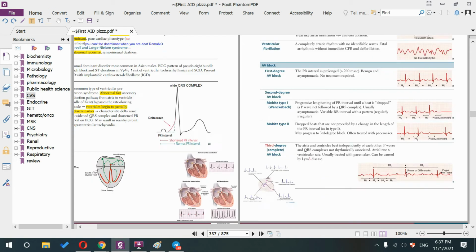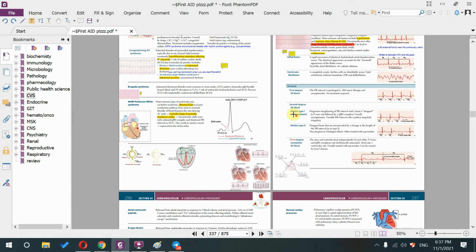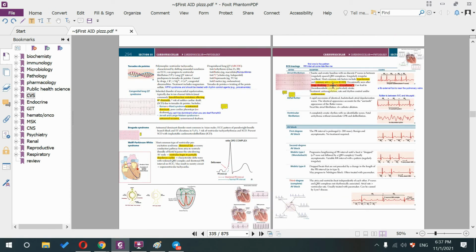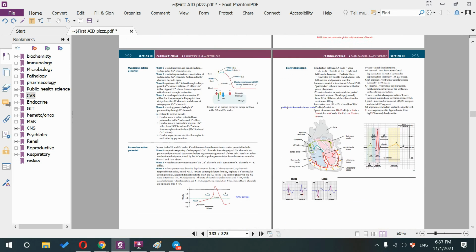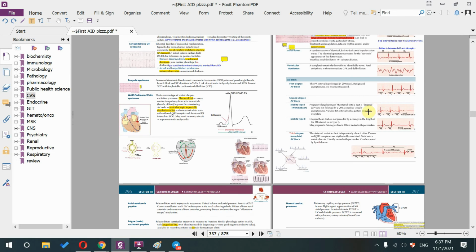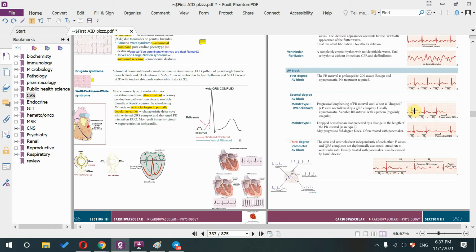Okay, so the AV block now has 3 types, and the affection now goes like this. So we spoke about diseases yesterday that affect the QT interval. Today we spoke about some diseases that affect the P wave. We now have to speak about diseases affecting the PR interval.